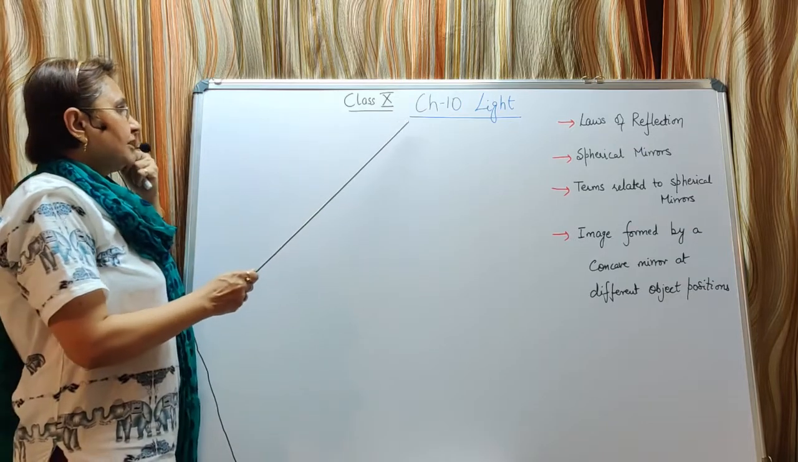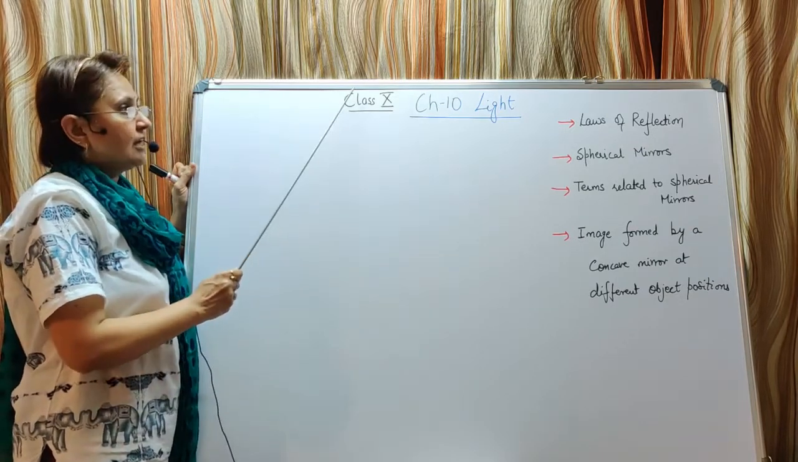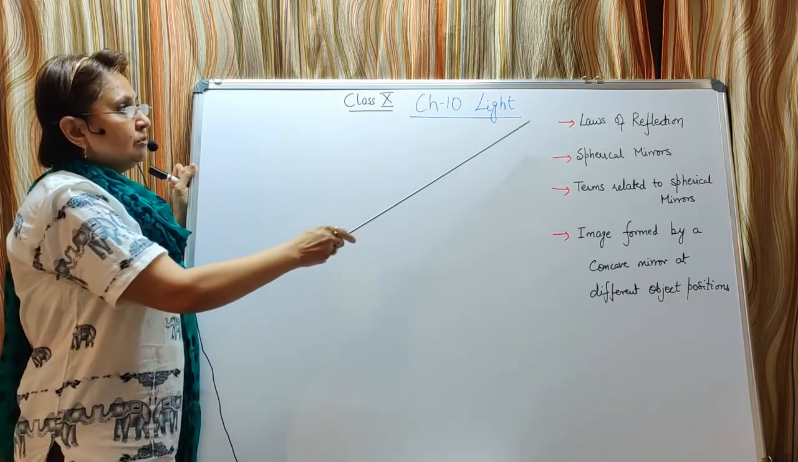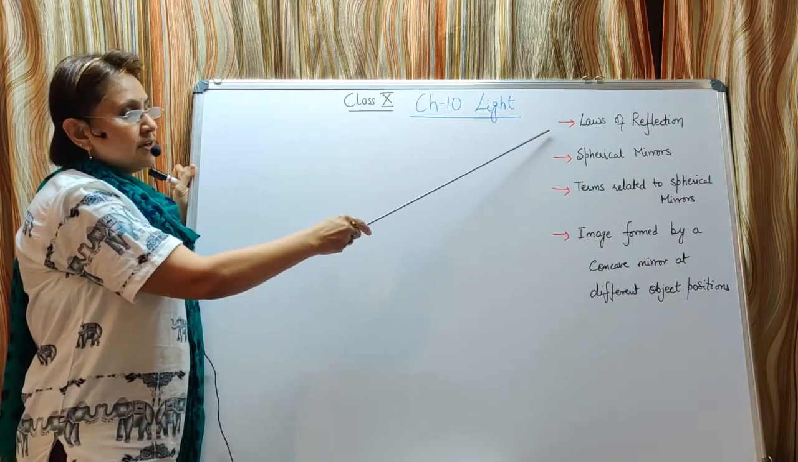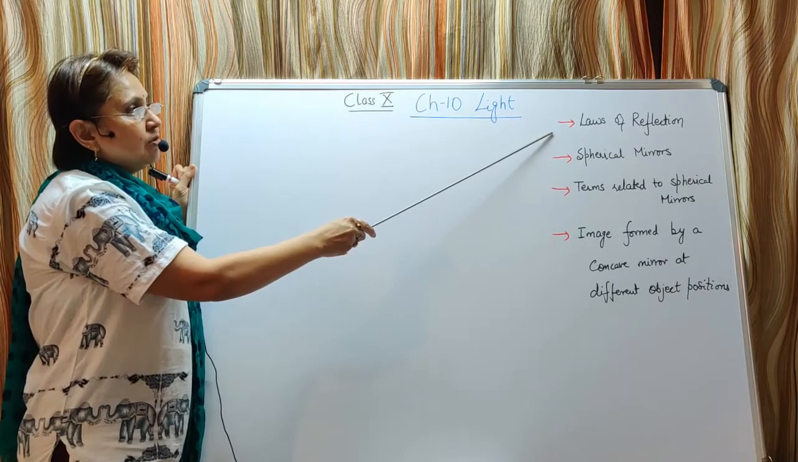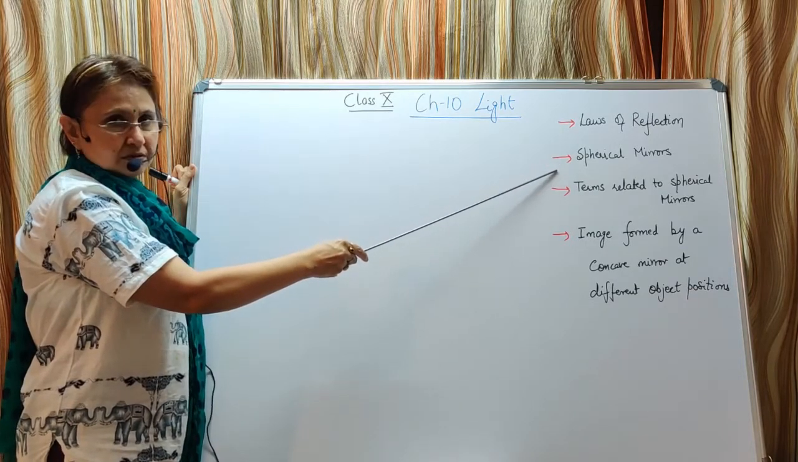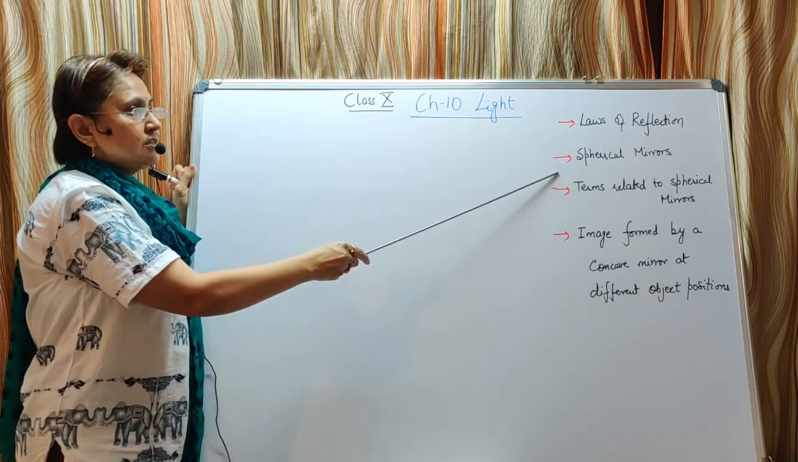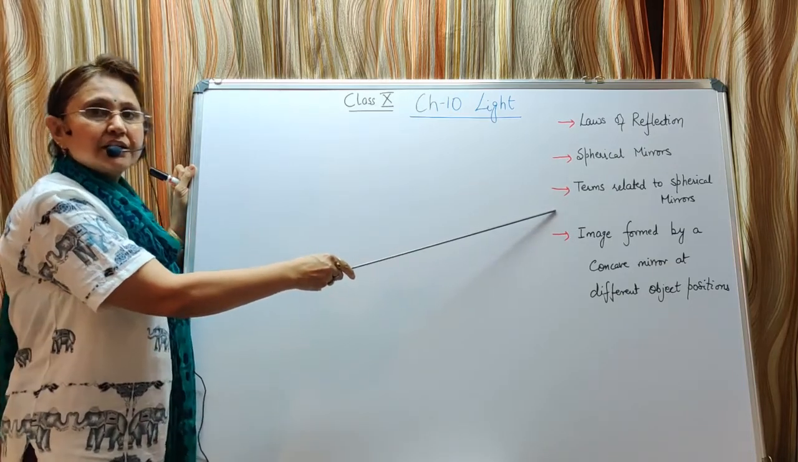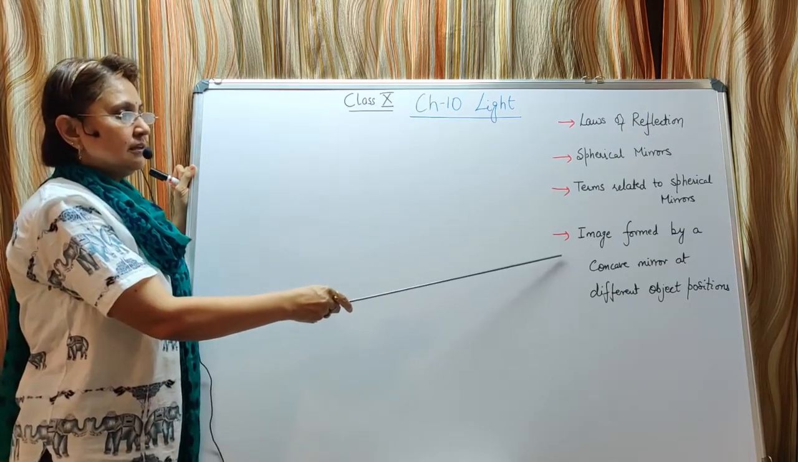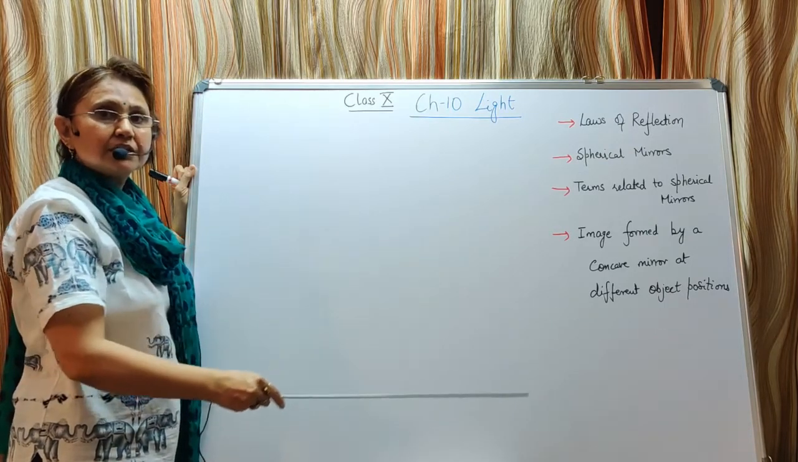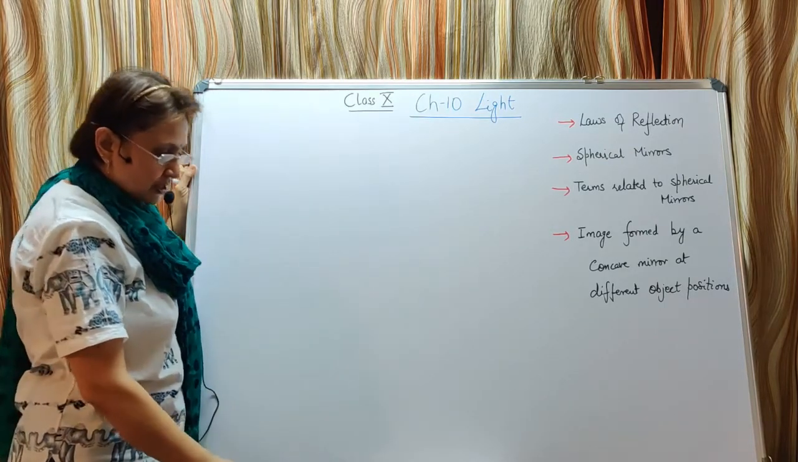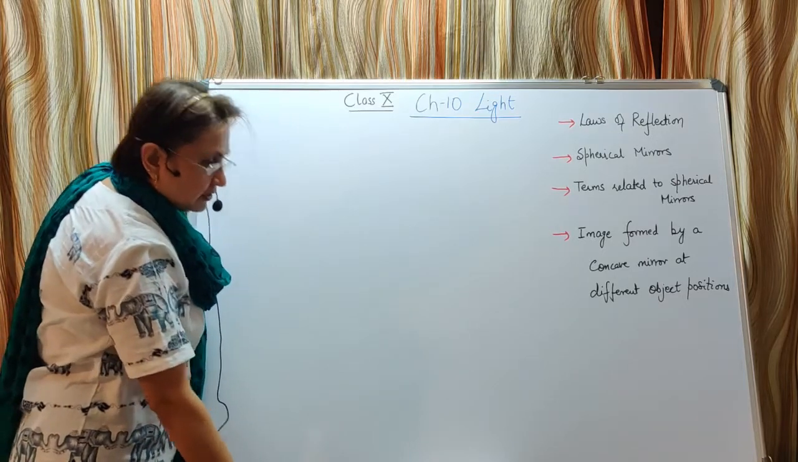Okay, this is chapter number 10, Light, of class 10th. I have divided this into 3 videos. In the first part, we will study the laws of reflection, spherical mirrors, then terms related to spherical mirrors, then the image formed by a concave mirror when the object is placed at different positions. So let's start with part 1.